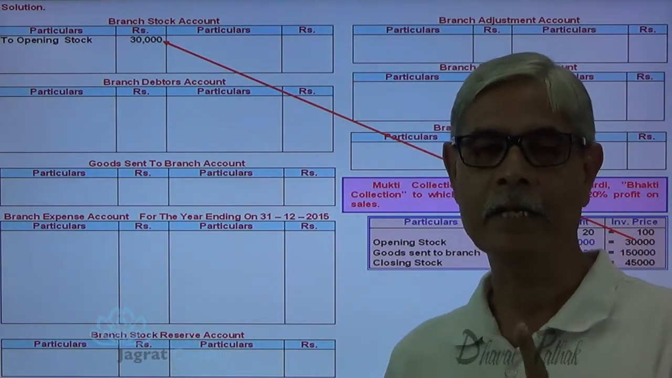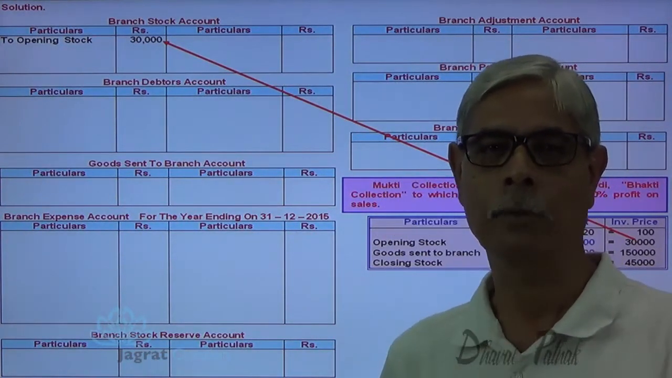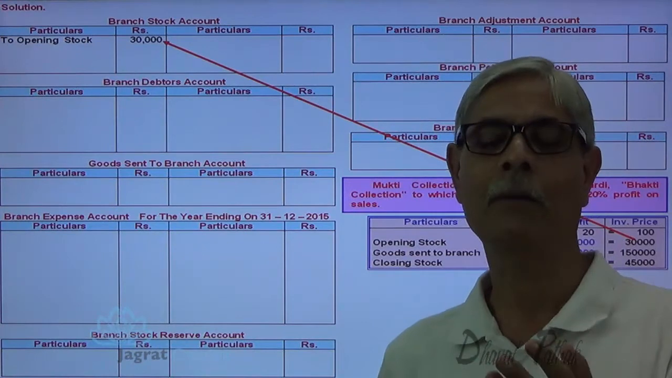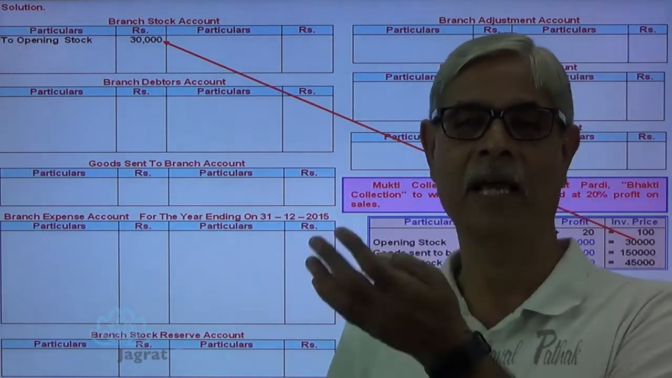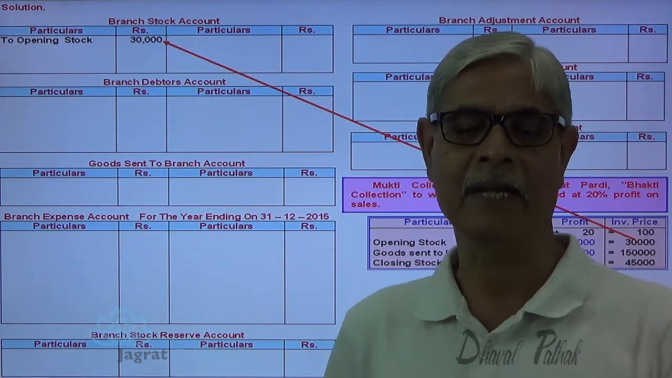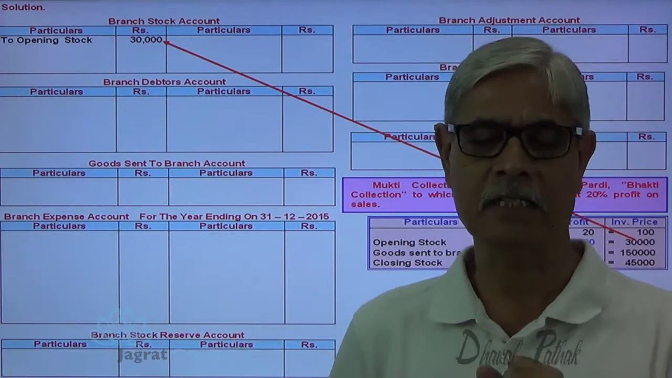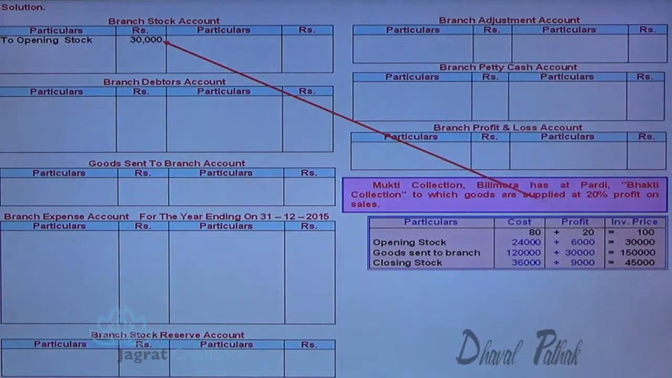This is a stock and debtor system. So all opening balances of assets accounts are recorded in the respective accounts as opening balances. Opening balances of liabilities accounts are recorded in the respective liability accounts as opening balances. No notional transfer entry is being passed in case of stock and debtor system, that we have studied in case of debtor system. Notice it. Goods sent to branch, branch stock account.